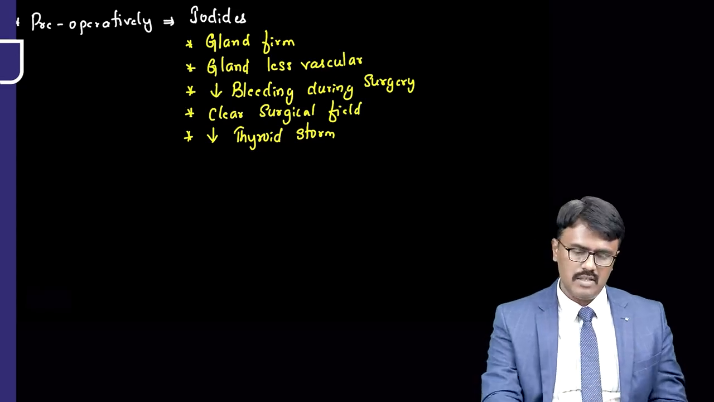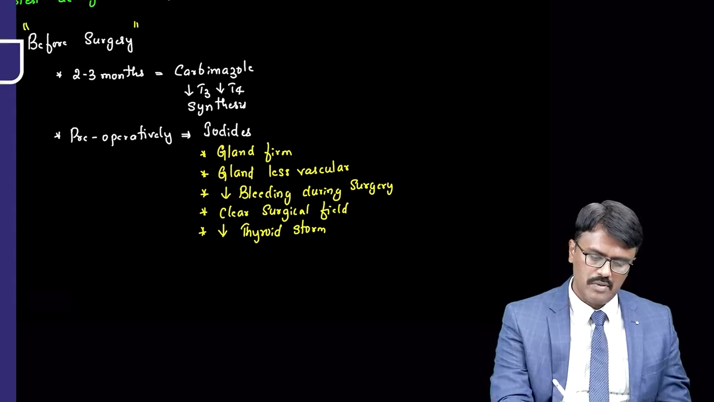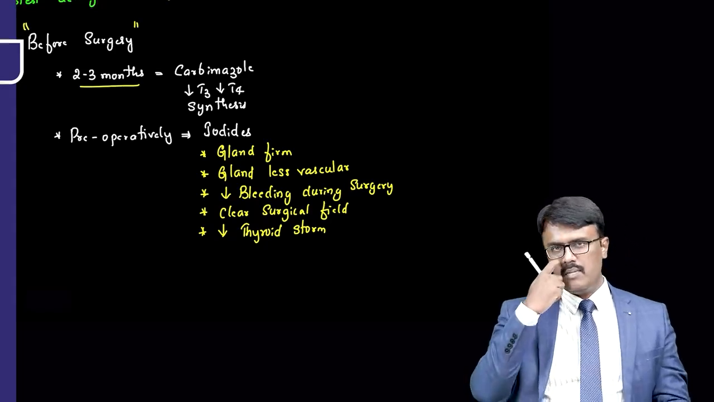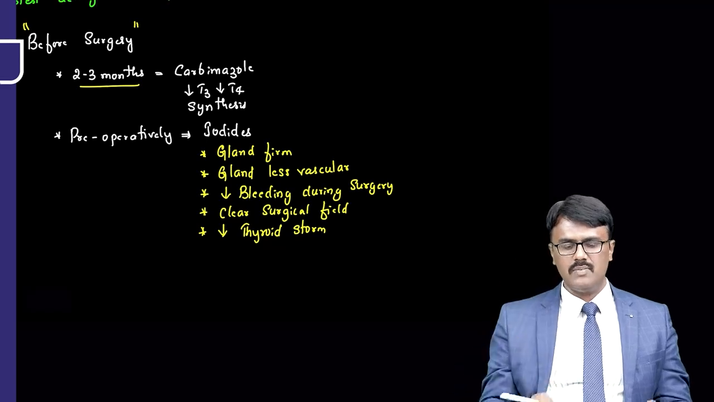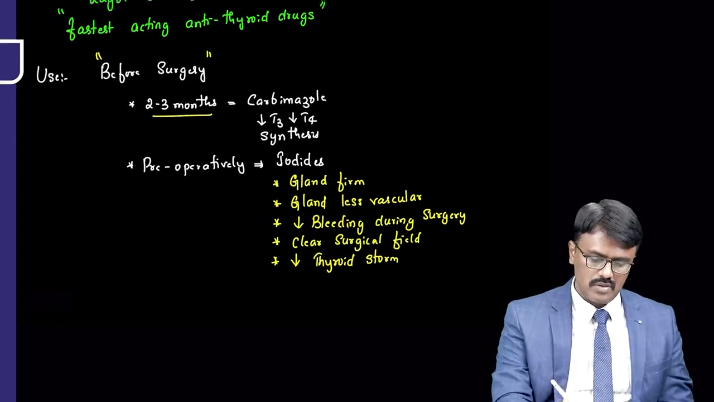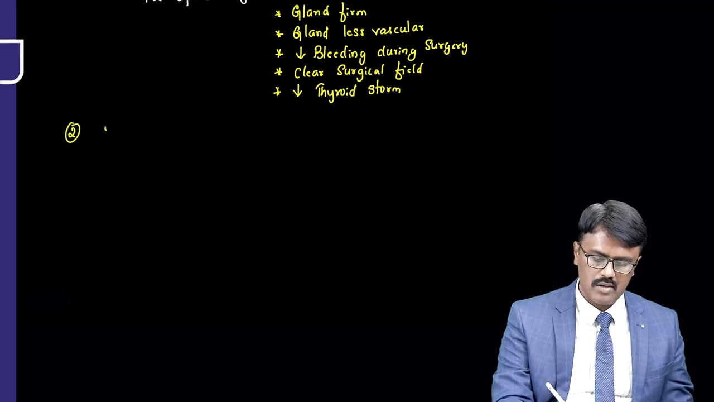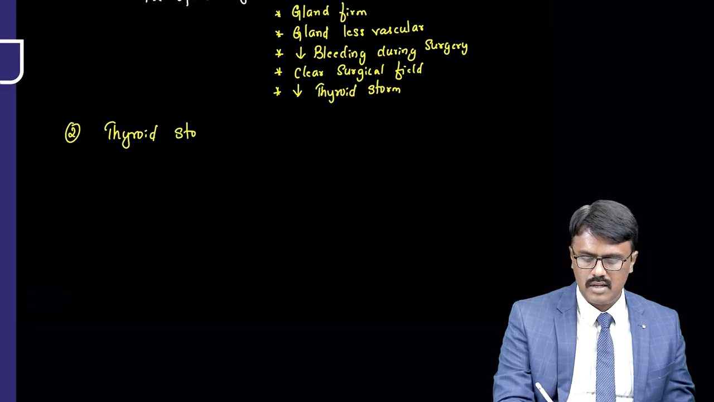So that's why. Before thyroid surgery, we give carbimazole or methimazole and decrease thyroid synthesis. Preoperatively, we add iodides. So that is one use. Second use of them, they are used to manage thyroid storm.